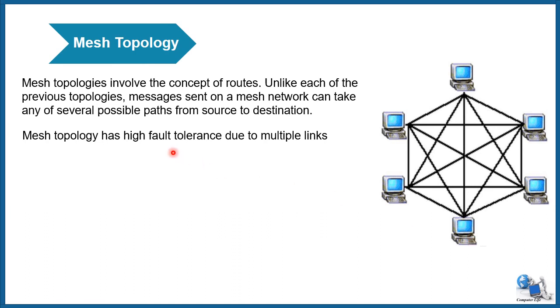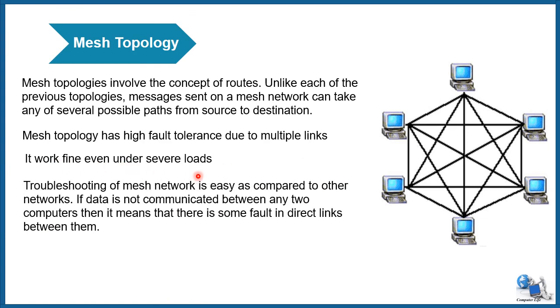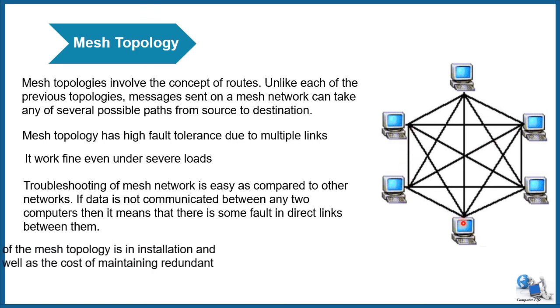Mesh topology has high fault tolerance due to multiple links. It works fine even under severe loads. Troubleshooting of a mesh network is easy compared to other networks. If data is not communicated between any two computers, then it means there is some fault in the direct link between them. So if this computer system has any problem with the direct link, it can use an alternative path to communicate or share data.